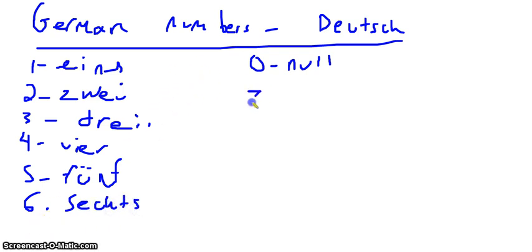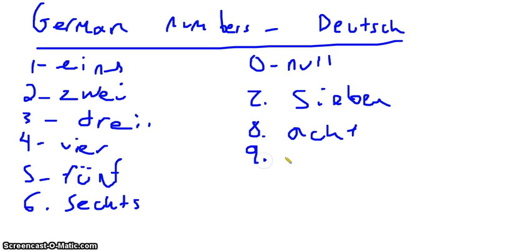And seven I'll put below this zero, null. Sieben. It sounds exactly like seven. There really should be some change. Eight is acht. Sounds a little like eight. Nine is neun. Sounds exactly like nine, right? N-E-U-N. And then ten, it sounds exactly like ten. Zehn. Okay, so that's 0 to 10 right there.